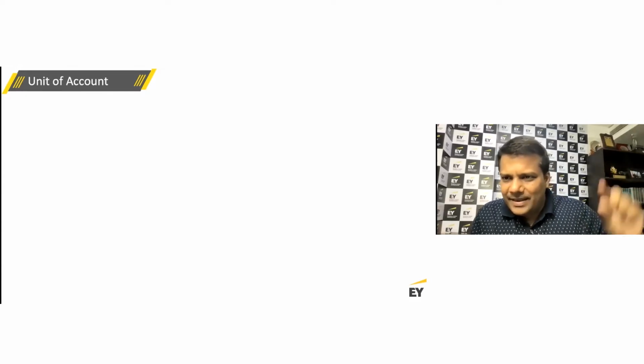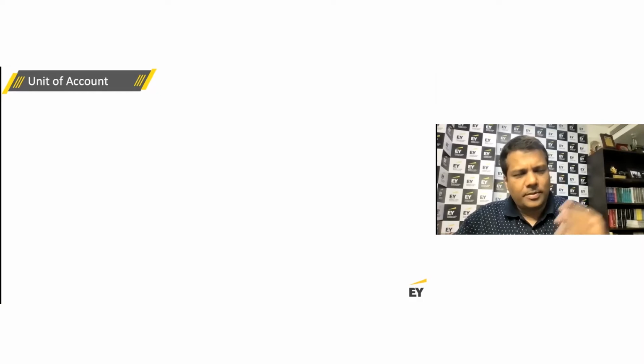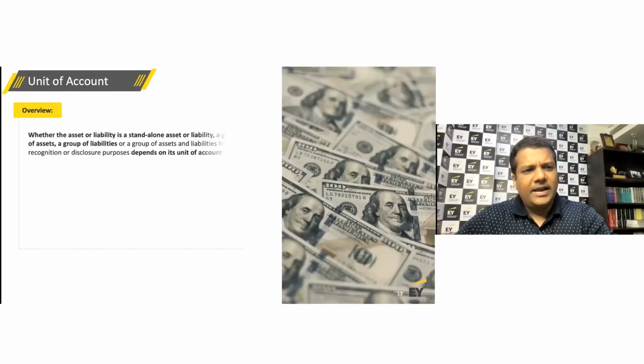So if something is already quoted in the market, that becomes the fair value unit of account. If it is not quoted at that level, then into what? In a way, a group of assets. If you need to club them, then it is a group of assets. So at what level you will buy or sell those assets from a market participant perspective is what becomes a unit of account.